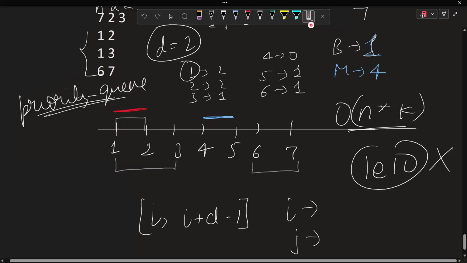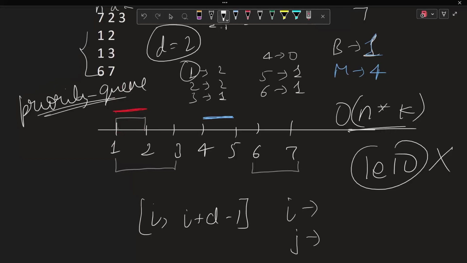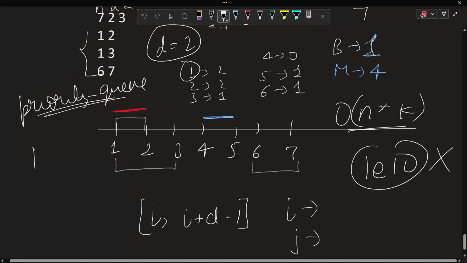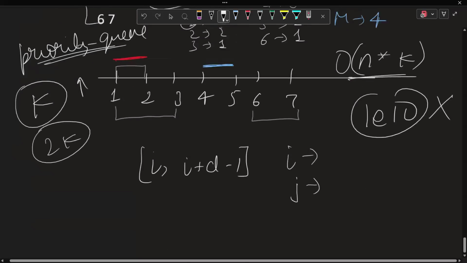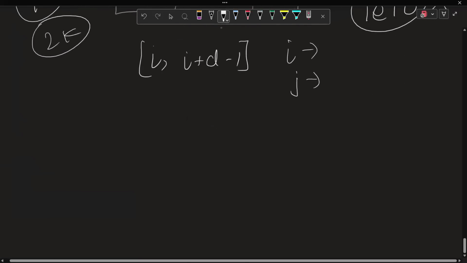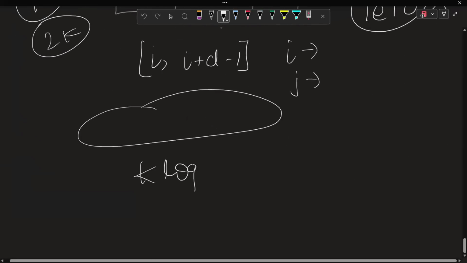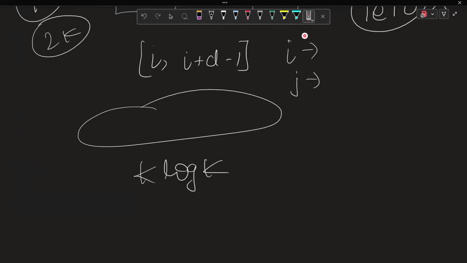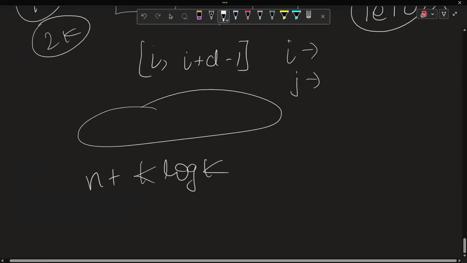So at max, the priority queue would have k ranges inserted and k ranges removed. So at max, there would be 2k insertions and removals. So in total, k log k would be the time complexity, because every insertion takes a complexity of log k. And n is the traversal. So in O of n plus k log k time, we can calculate this using a priority queue.